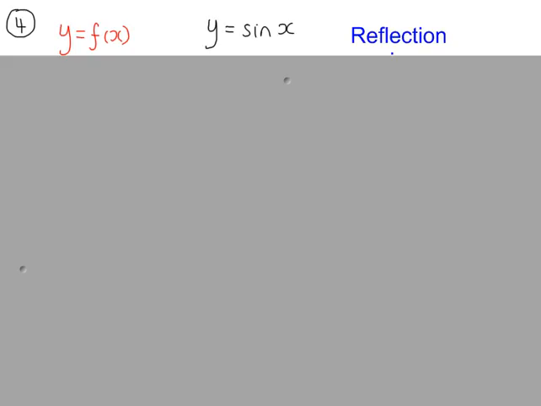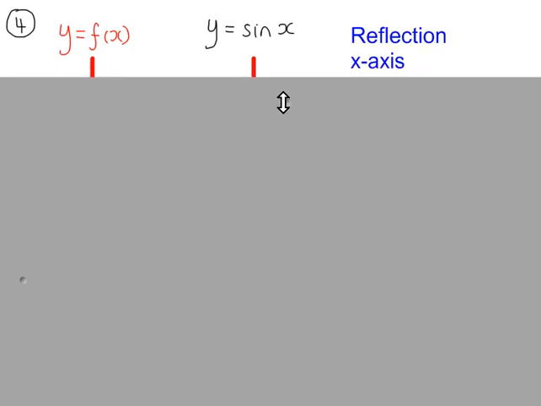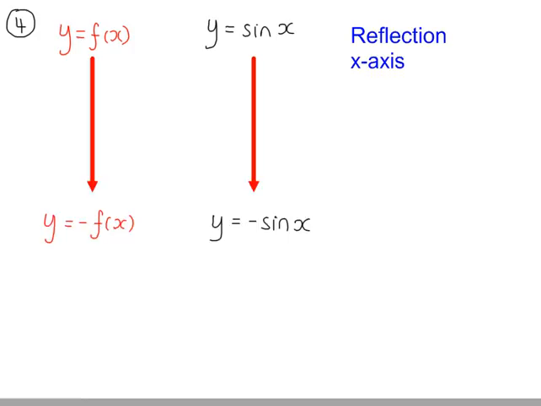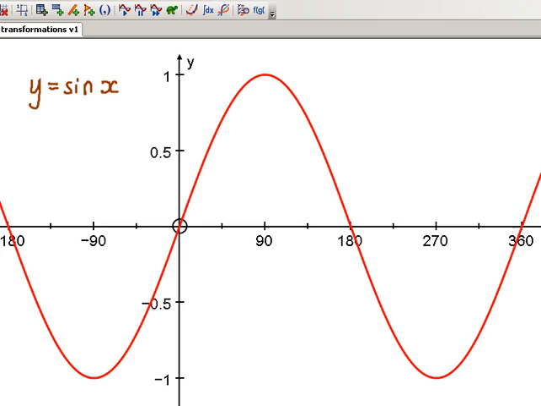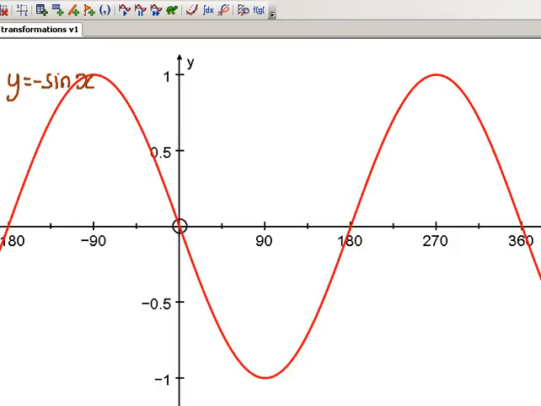Example 4, a reflection in the x-axis. In this case, you change the signs on one side of the equation, so y equals sine x becomes y is equal to minus sine x. So this graph, y equals sine x, will be reflected in the x-axis to give y is equal to minus sine x.